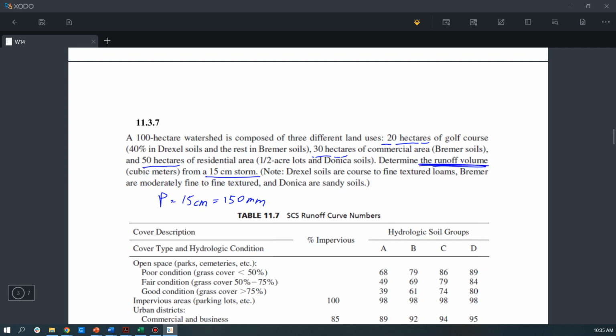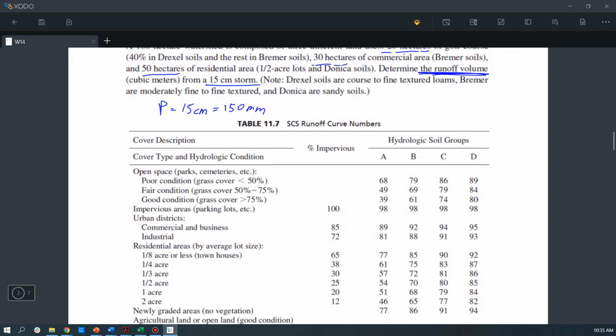The problem also asks us to calculate the runoff volume. So we can use the SCS curve number method to calculate the runoff depth and convert to the runoff volume as we did before. The first step is to identify the area weighted curve number for this region, so we can apply the equation. Okay, so let's start with that.